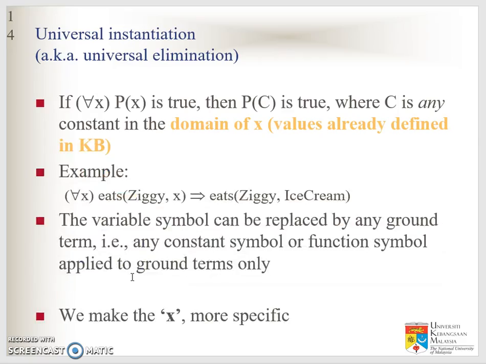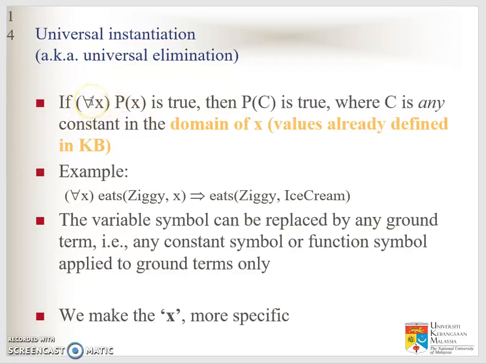So what is universal instantiation, or basically universal elimination? We can eliminate or delete the universal quantifier. So we want to make the x, or the variables, more specific. We don't say for all x anymore. So what is the condition? If for all x, P(x) is true, then P(c) is true, where c is any constant in the domain of x. The value is already defined in the knowledge base.